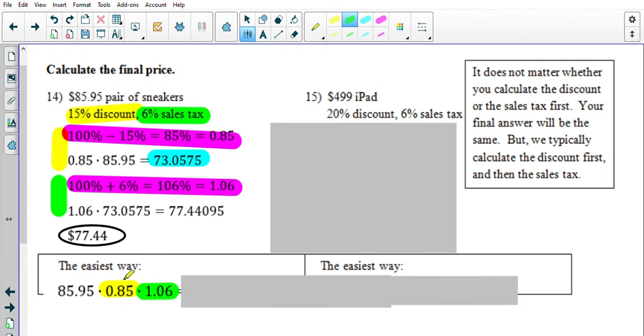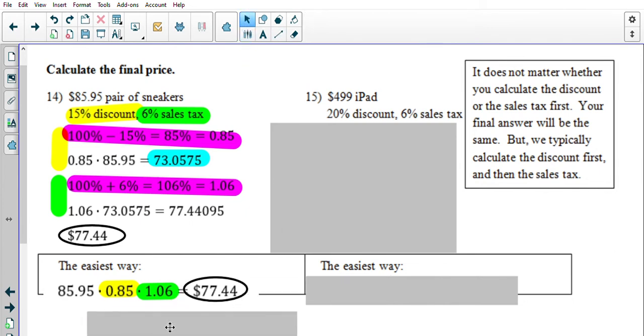It's 100% minus 15% for the discount, 100% plus 6% for the sales tax. Take $85.95 times 0.85 times 1.06. Guess what? You get $77.44 as well. It's a lot easier if you can just do it all in one line, and I would be okay with that. So if you want to show it like this, that's fine. If you'd rather show all the steps like we have up above, that's okay too.